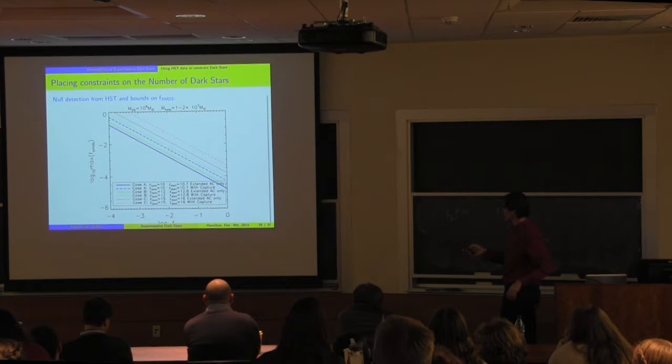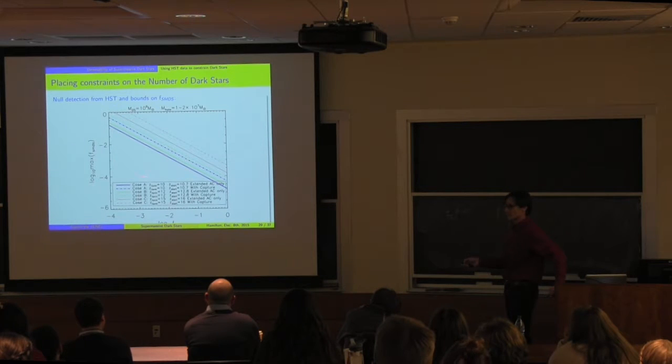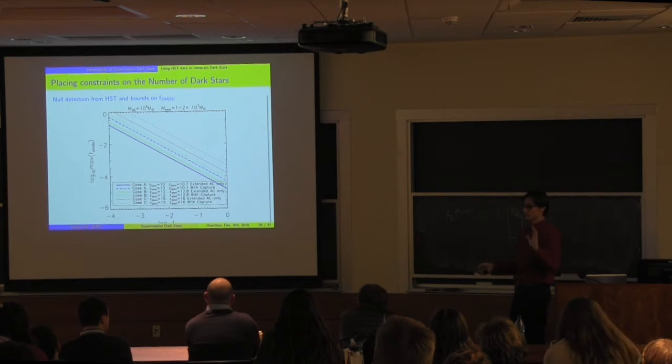And as you notice, assuming the most favorable scenario, you have about 10 to the minus 3. So even in the most favorable scenario, HST is telling us that only 1 in 1,000 dark matter halos for this situation are capable of hosting a dark star. If there were more, then HST should have definitely seen them. All right?